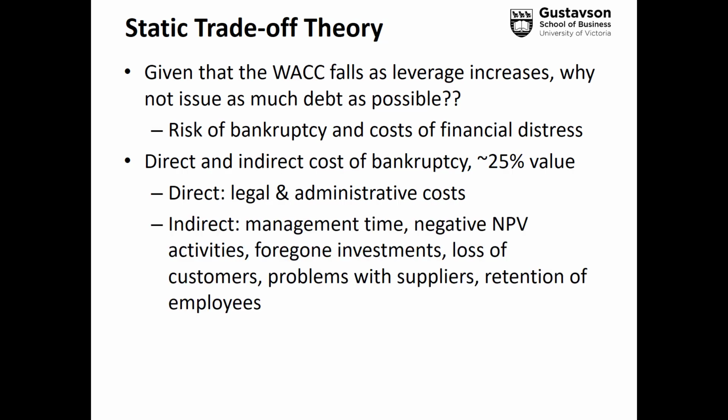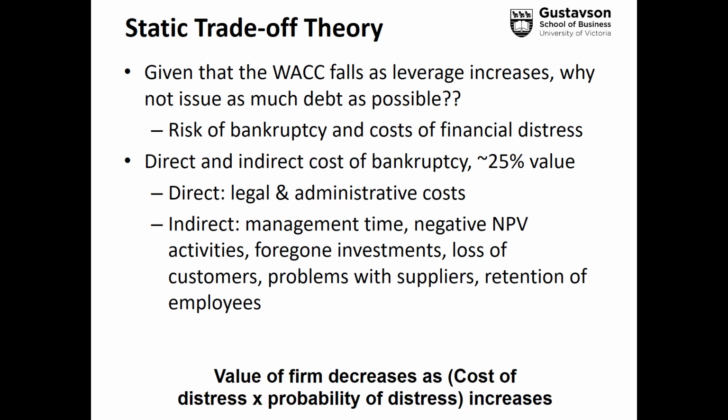the direct costs are legal and administrative costs, and the indirect come from a variety of costs, such as management time dealing with bankruptcy, unwillingness to invest in profitable projects, and potential gambling on other projects that may be negative NPV, customers or suppliers that no longer want to deal with the company, and the loss of potentially the best employees. The value of the firm will decrease as a function of both the costs of financial distress and the probability. If the costs of financial distress are 100 million and the probability is 25%, the cost times the probability suggests that the value of the firm will decrease by 25 million.